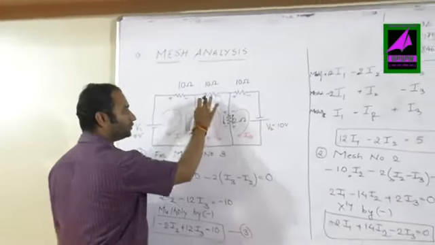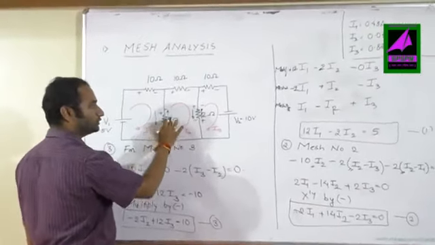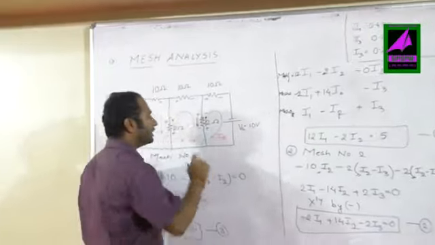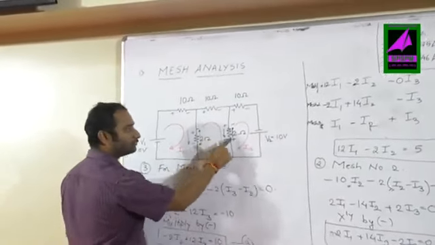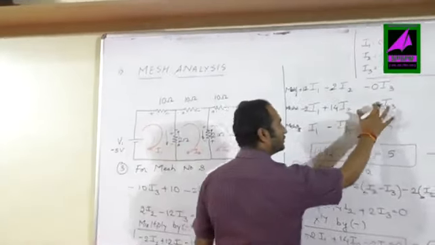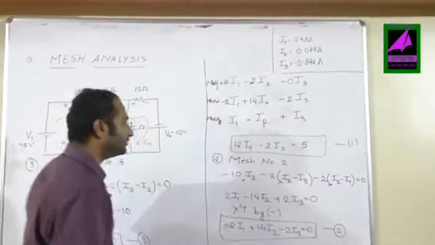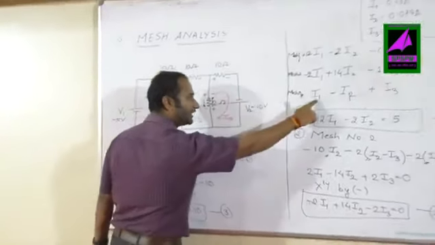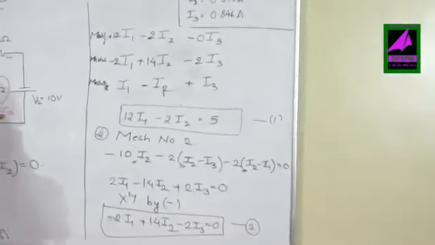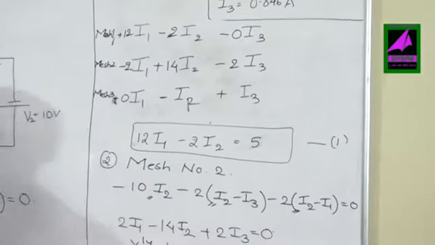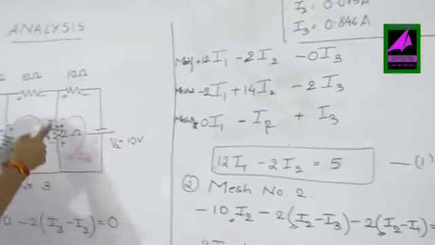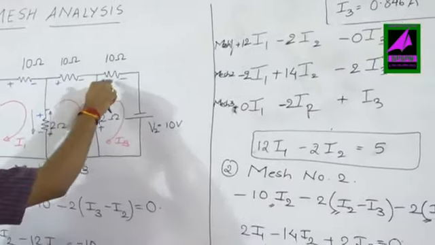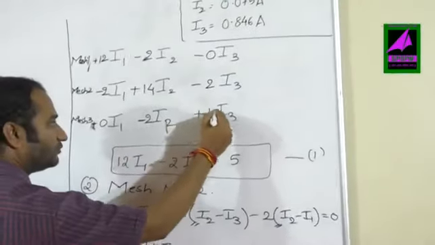I2 from mesh number 2 flows from 10 as well as 2 as well as 2. So total becomes 14. So this I can write it as plus 14. I3 from mesh number 2 flows only from 2 ohm resistor. So this becomes 2. Similarly, while writing the third equation, from the third mesh, I1, because I am trying to write for I1 does not flow from mesh number 3, so this becomes simply 0. I2 flows from mesh number 3 only from 2 ohm resistor, so this becomes 2. I3 flows from mesh number 3 from 10 ohm resistor as well as 2 ohm resistor, so this becomes 12.